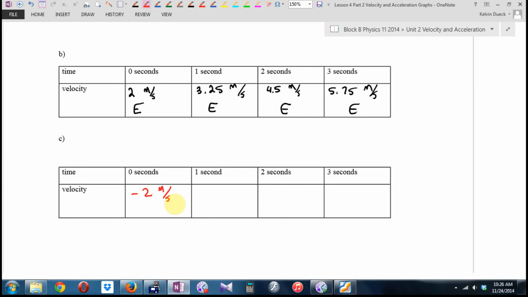Can you reason your way there? Now, we're eventually going to have an equation that lets us do this without thinking. But can you reason your way there? Devin.